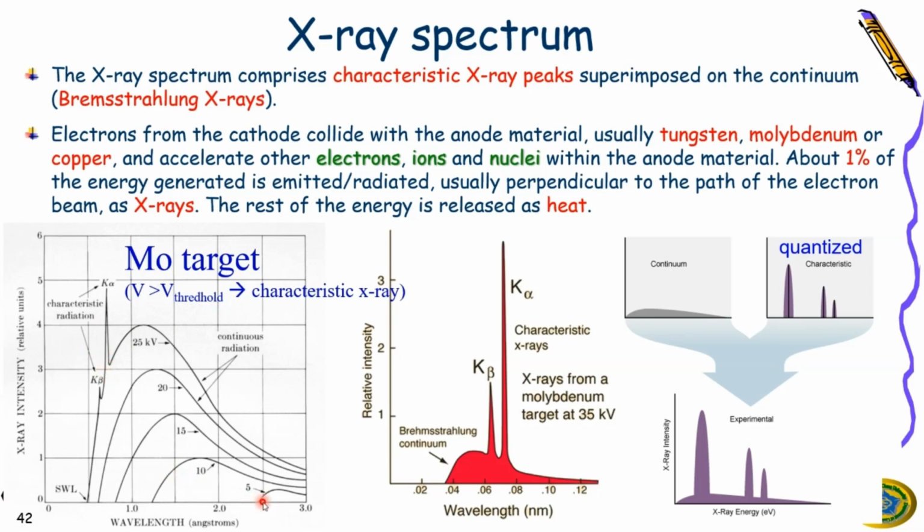For example, if you use 5 kilovolts, you got nothing. 10, 15, 20, you got nothing. You cannot get characteristic X-ray, unless the voltage is 25 kilovolts, which is greater than the threshold voltage. So you can get these two characteristic radiation lines. Okay, so you have to increase the voltage again in order to find the characteristic X-ray.